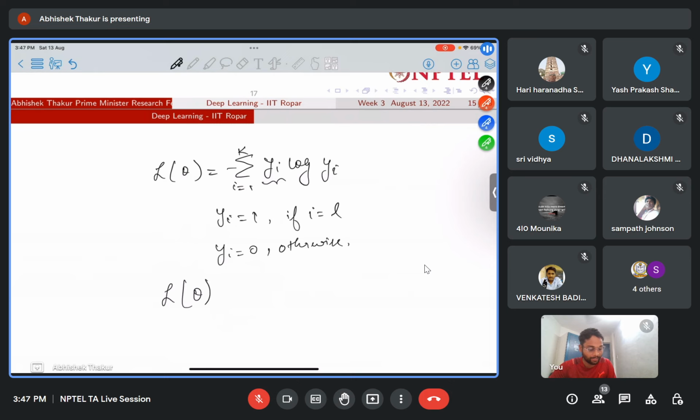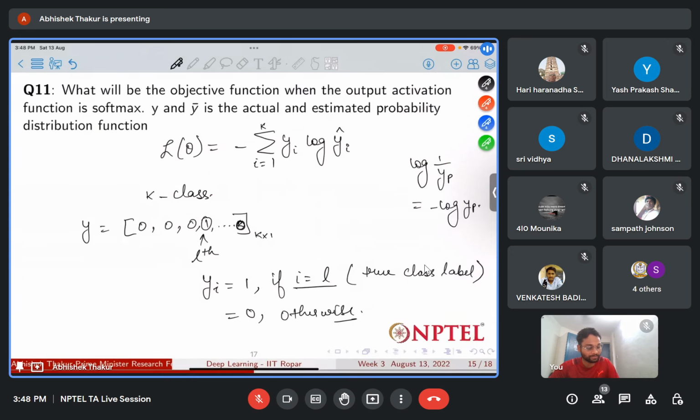So our L theta will be, when i is equal to L, minus yi, which is 1, into log yl. This is equal to minus log yl hat. This is our estimated value, that's why we have given the hat here. You can see this is the estimated value, and this is the actual probability of belonging to that class.